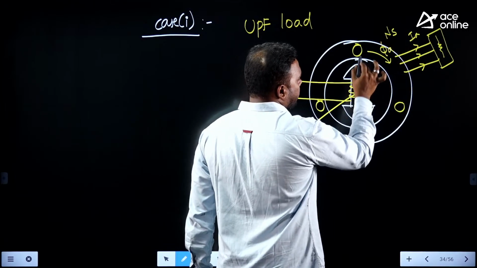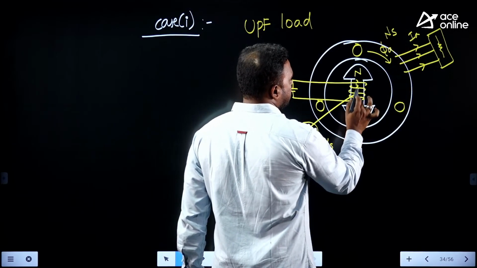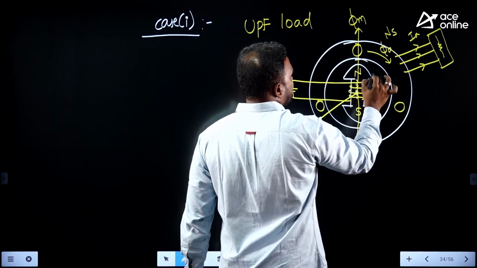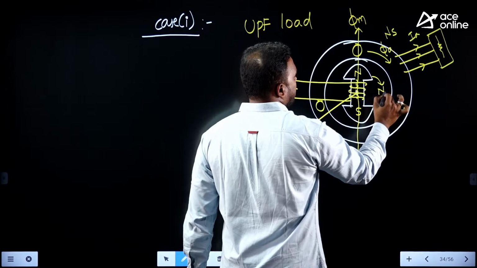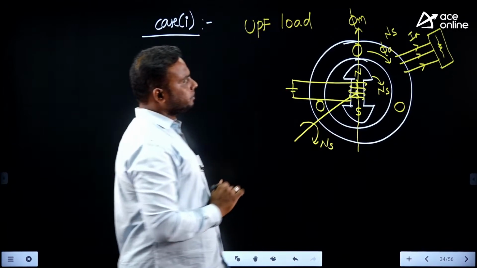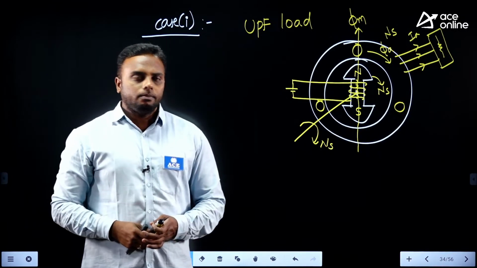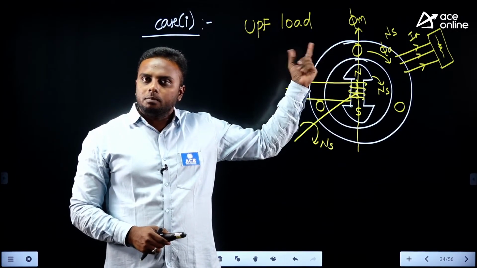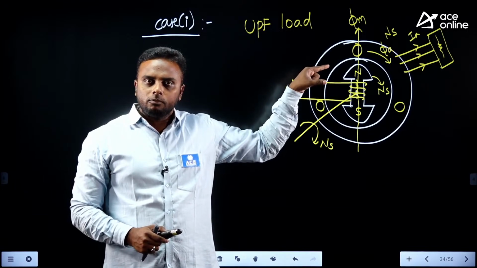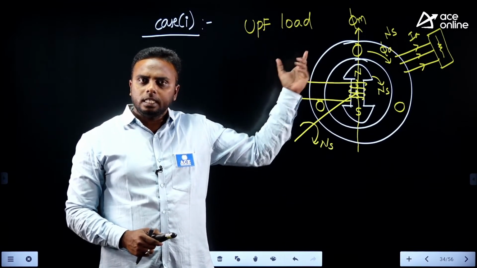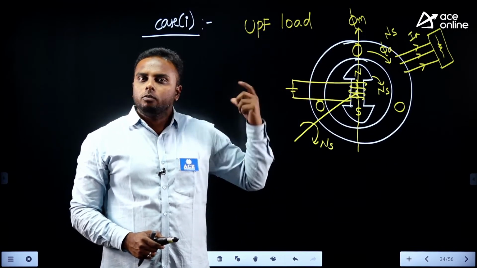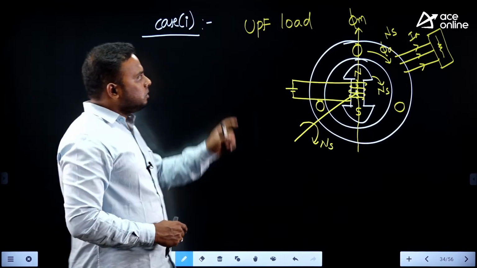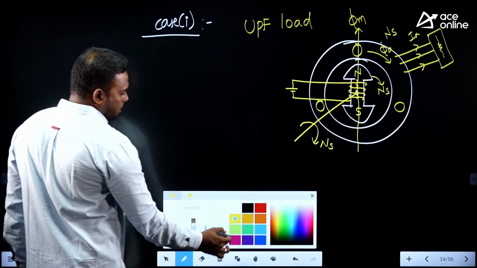Now here is the main flux. This is the main field axis, the main flux axis, and this is also rotating at synchronous speed in the same direction with the help of the turbine. Now when there is UPF load, the armature current flows and armature flux develops, and how that armature flux will affect the main flux is the reaction between the two. What effect will be there under this load? For that, we take the main flux as reference first.